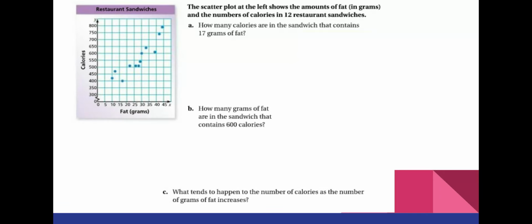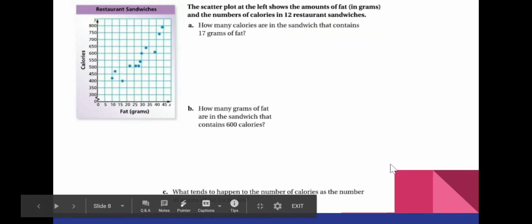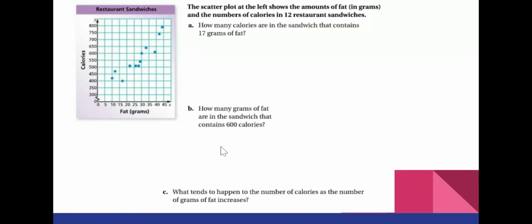Now I would like you to answer those questions. Look at the graph. How many calories are in a sandwich that contains 17 grams of fat? Those are the grams of fat, and those are the calories. How many grams of fat are in a sandwich that contains 600 calories? What tends to happen to the number of calories as the number of grams of fat increases, which means what's the relationship between the fat in grams and the calories in a restaurant sandwich?